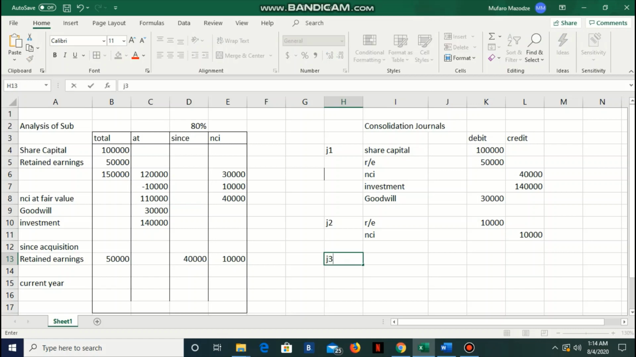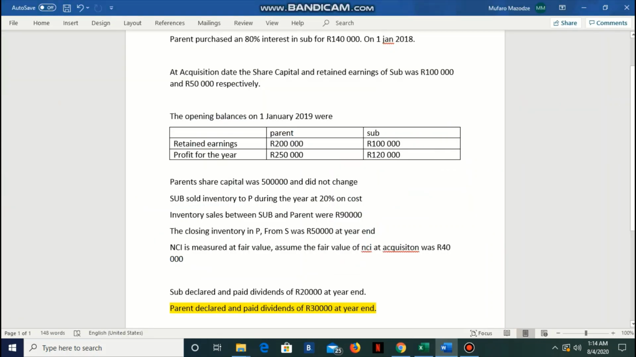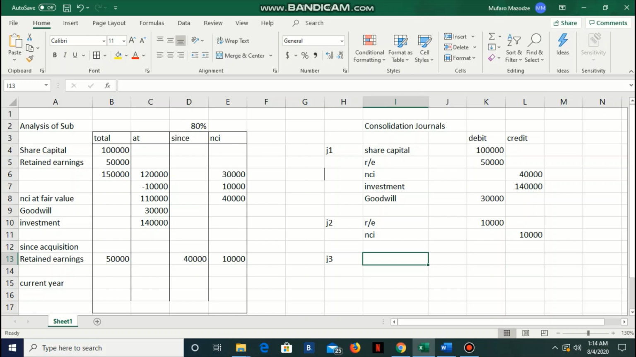Now to go to the intergroup transaction, let's just open again. Inventory sales between sub and parent were 90,000 rand. Sometimes it's so easy to forget. I know we last did these things in undergrad, but I find that all these notes affect me when I'm doing the CTA stuff. We tend to easily forget that these journals need to be done, and that these journals affect our consolidated statements.